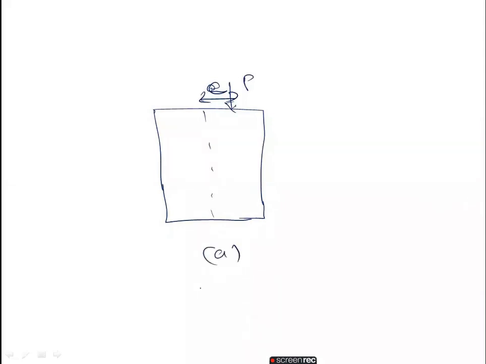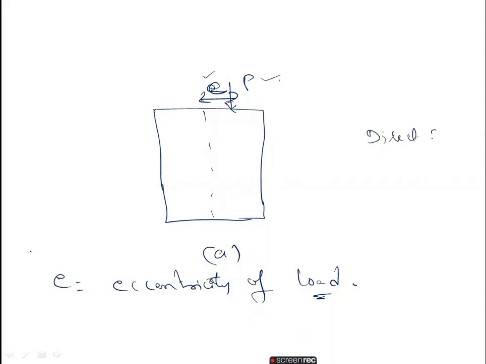Okay, so if you observe here, E is the eccentricity of the load, and the eccentric load is nothing but P. I will write here: E is the eccentricity of load, and P is the eccentric load. Okay, it will cause direct stress as well as bending stress.